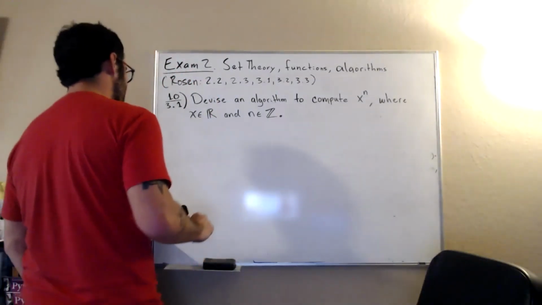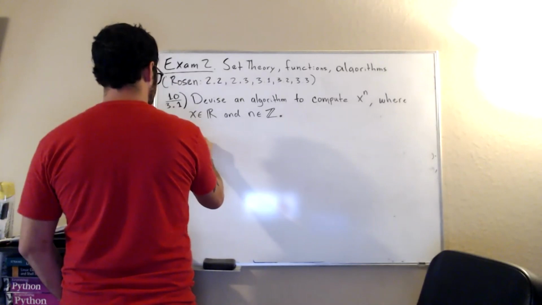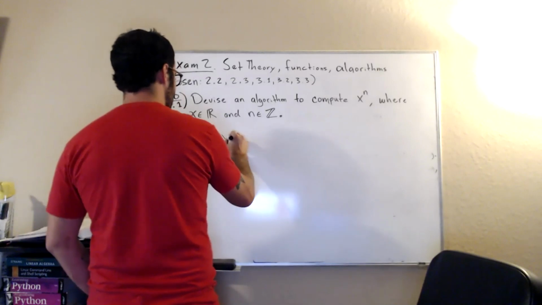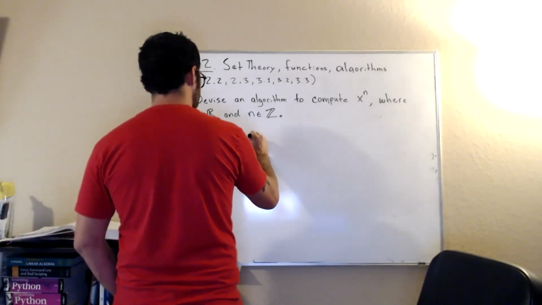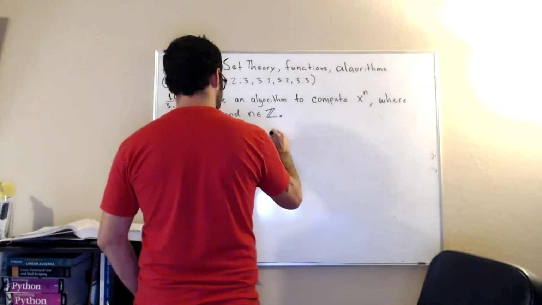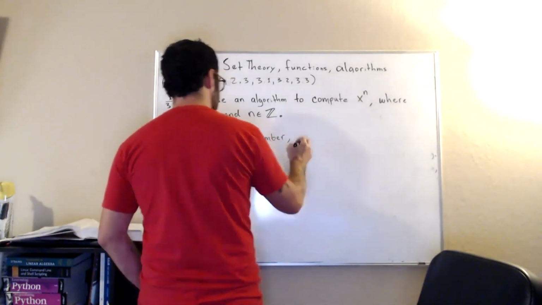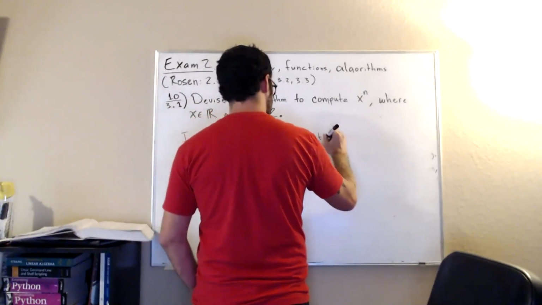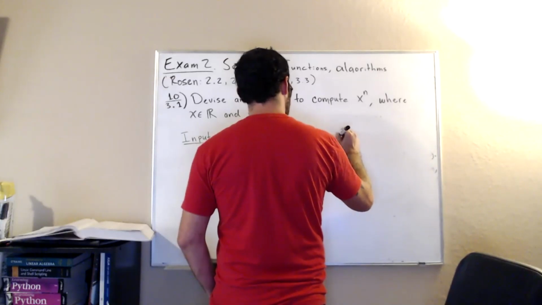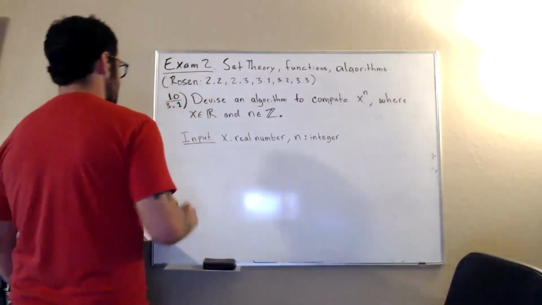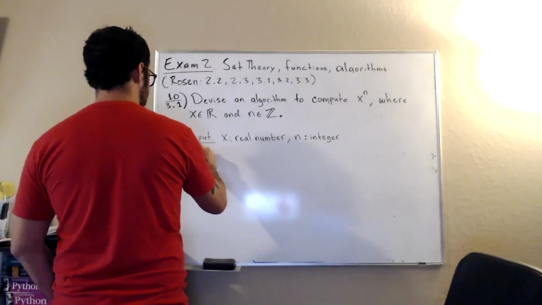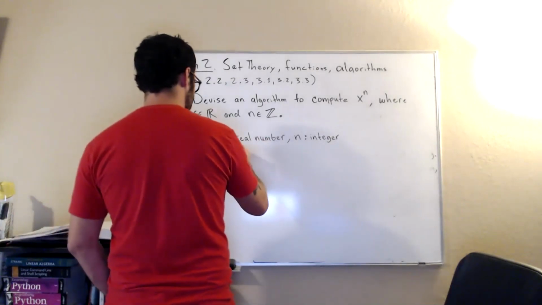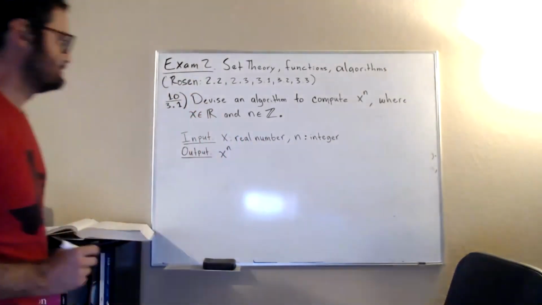So I guess our input is going to be x, which is a real number, and n, which is an integer. And then our output is just going to be x to the power of n.